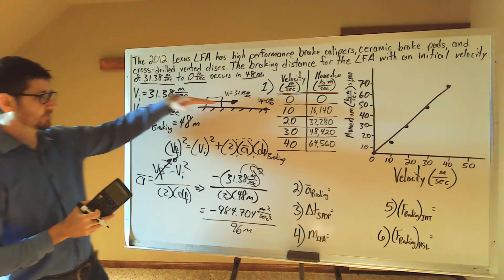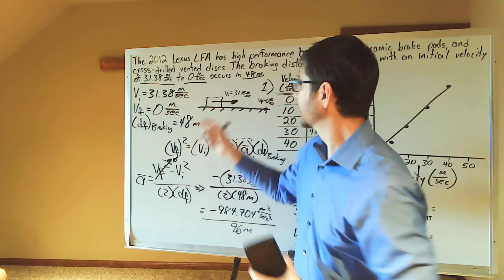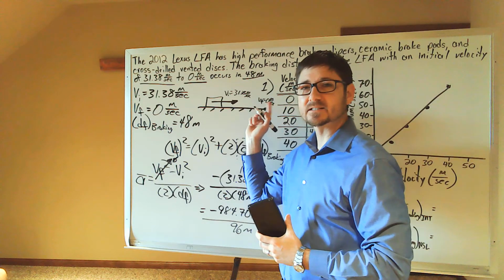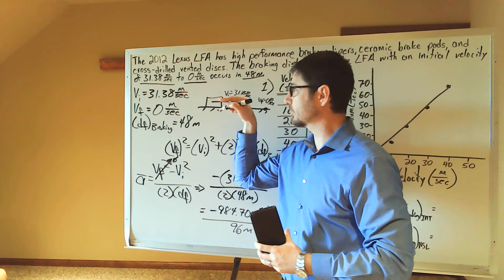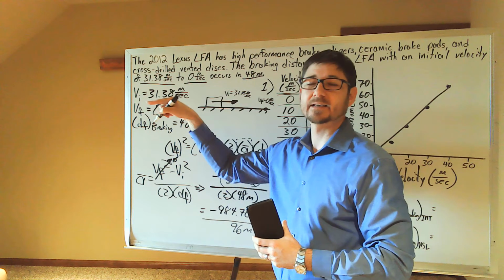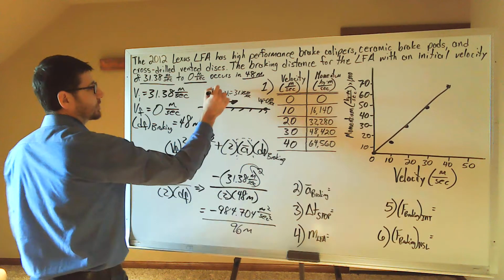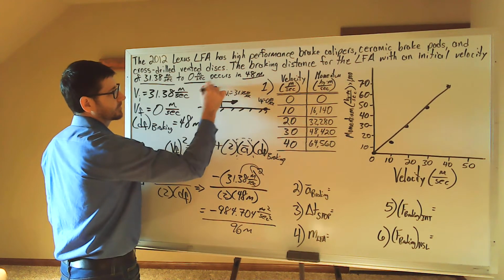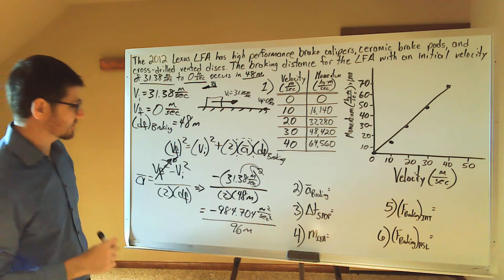So our initial velocity is in the positive x direction, but since our final velocity is less, that means we're going to have a negative acceleration. So our acceleration vector will point in the negative x direction, okay? So I'm just going to go ahead and draw that right here. So our acceleration vector is in the negative x direction.